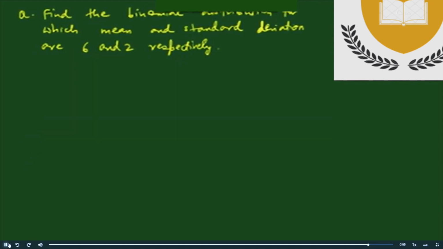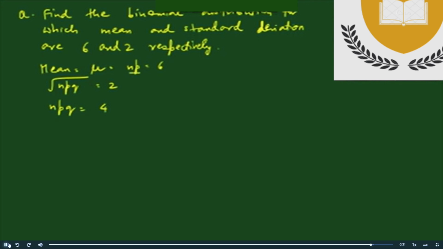Now the next question: for a binomial distribution for which mean and standard deviation are 6 and 2 respectively. So for a binomial distribution, mean mu is np, which is equal to 6. Standard deviation is the square root of npq, which is equal to 2. Let us square this. npq is equal to 4.